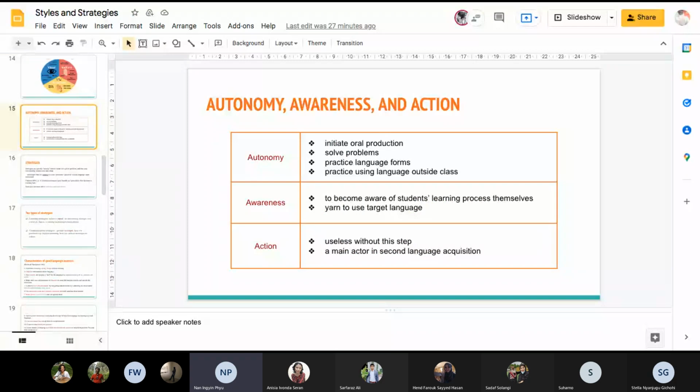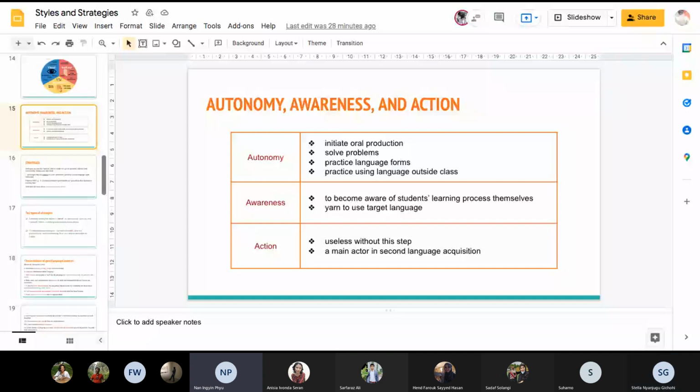The next one is autonomy, awareness, and action. This is also a part of style, but these three become kind of step by step. So what is autonomy? Initiate oral production, and then solve the problem, practice the language form, and practice using the language outside the class. By encouraging these four things, we can enhance the sense of autonomy in language learning from the side of the student.